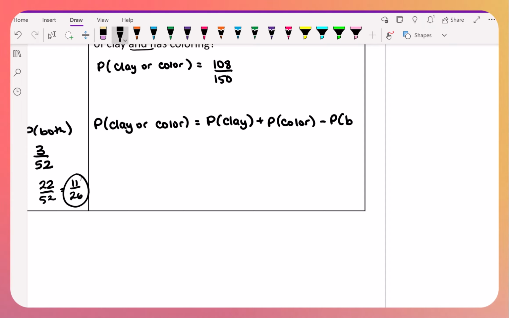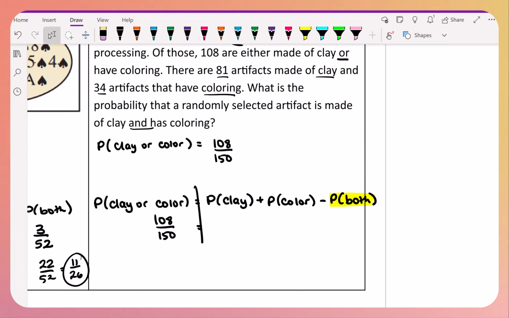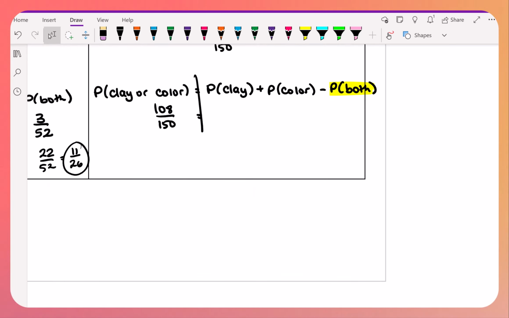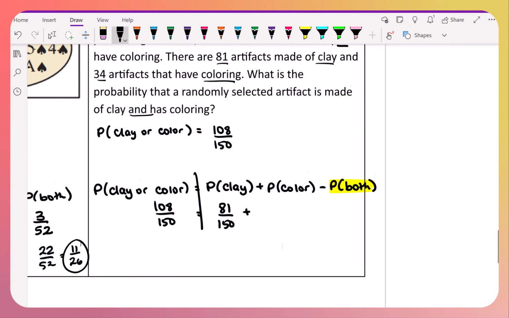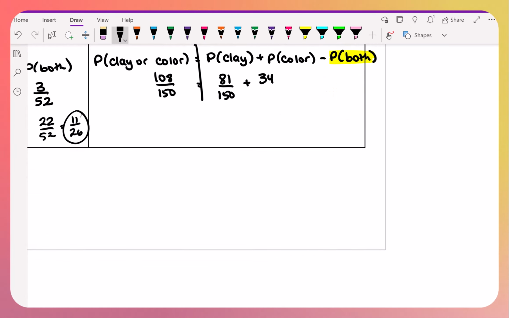So it'll be probability of both, which is exactly what I'm looking for. So I'm going to highlight this because I don't know that. That's what I need to solve for. I do, on the other hand, know the probability of clay or color. That's 108 out of 150. The probability of picking a random clay item would be 81 out of 150. The probability of picking a random color would be 34 out of 150. And then I'm going to subtract the probability of both, which is what I am looking for.